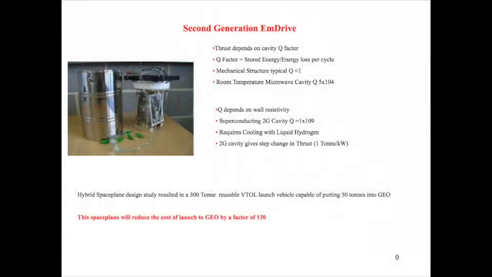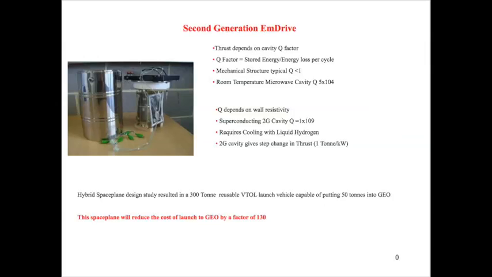So we've talked about the fact that thrust depends on the cavity Q factor. We've talked about microwave cavities typically having Q values of 5 by 10 to the 4, 50,000. But this is the classic microwave cavity made of copper or silver-plated aluminium at room temperature.